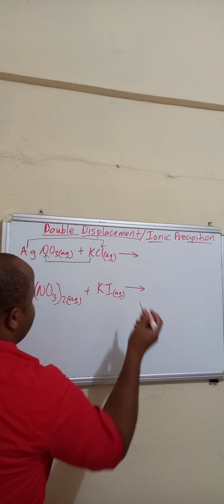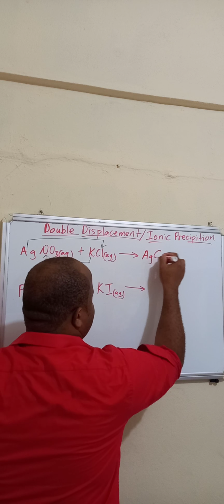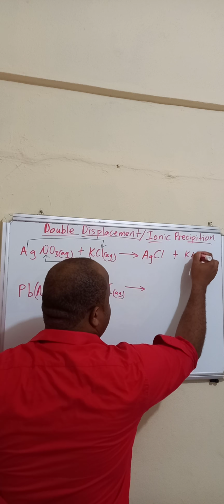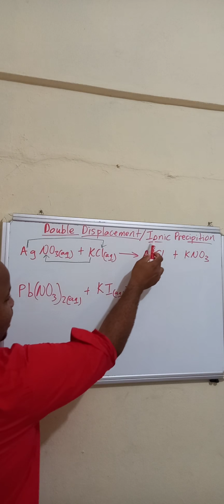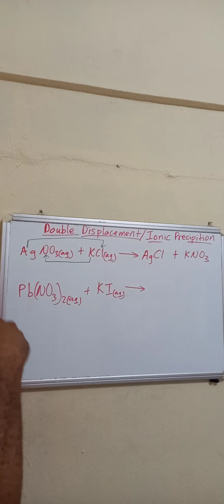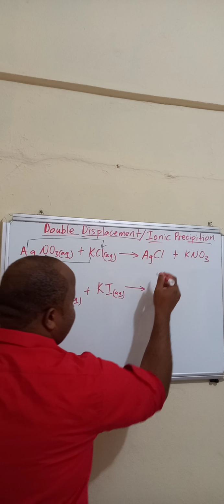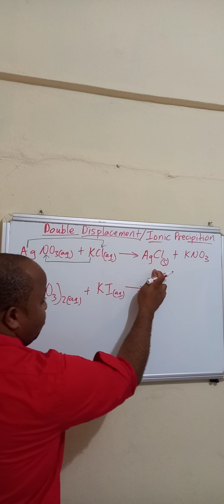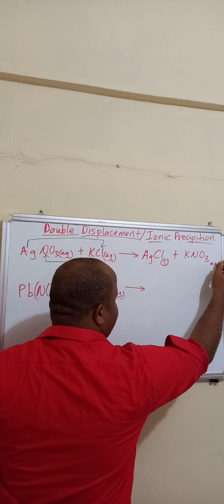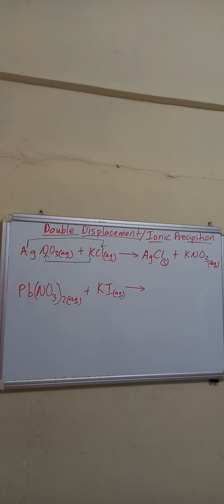So therefore the products would be silver chloride plus potassium nitrate. Right? Now it says ionic precipitation. That means you're going to get a precipitate, which is a solid. Silver chloride will be a solid. And at the end of the video, I will give you the reasons why this will form a solid, but this will remain aqueous. Alright? So all of these equations have rules attached.